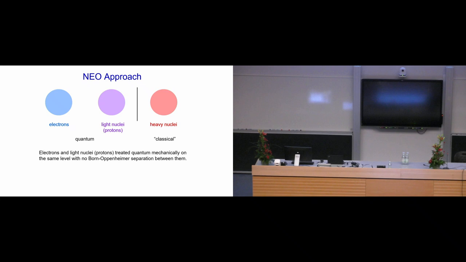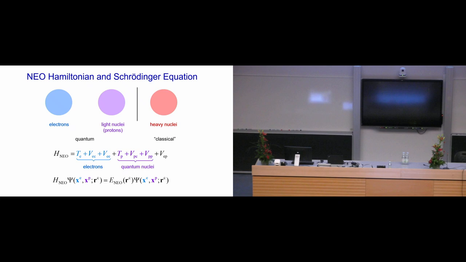So now if we look at the NEO Hamiltonian, it consists of the standard electronic terms, so the kinetic energy of the electrons, the interaction of the electrons with the classical nuclei, and the electron-electron repulsion. But then we also have those terms for the protons. So we have the kinetic energy of the protons, the interaction of the protons with the classical nuclei, and the proton-proton interaction. And then we also have the electron-proton attraction term.